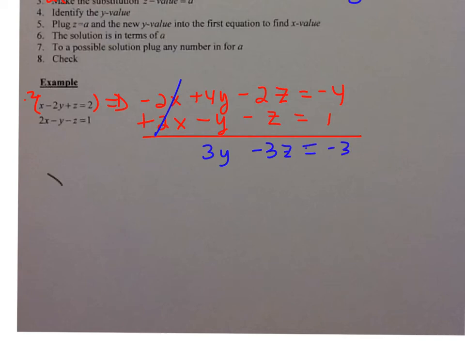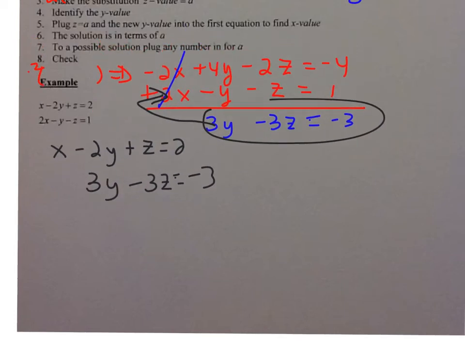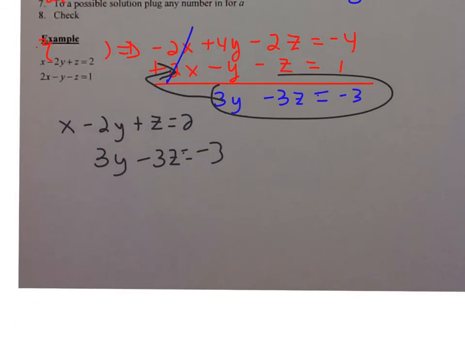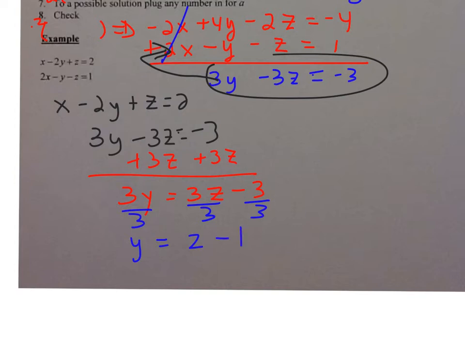So now I have this. I have x minus 2y plus z equals 2. And now I have this equation, right? This takes the place of the second one that we added. So that's 3y minus 3z equals -3. So now I'm going to take this equation here and I'm going to solve for y. So I'm going to add 3z. So I get 3y equals 3z minus 3. And then divide everything by 3. So I get y equals z minus 1.